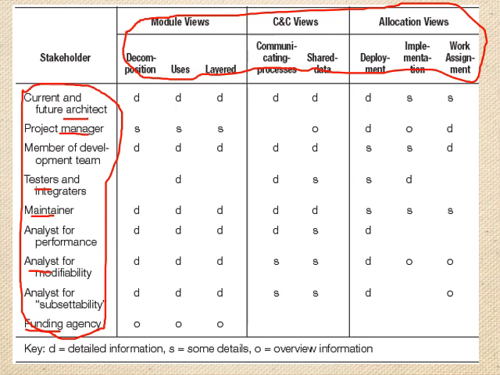This describes the kind of information that might be included for each one of the stakeholders. For example, when we talk about the decomposition view, the current and the future architects need detailed information. If we talk about project managers, we need some details, and sometimes we need just overview information when we deal, for example, with the funding agency people.